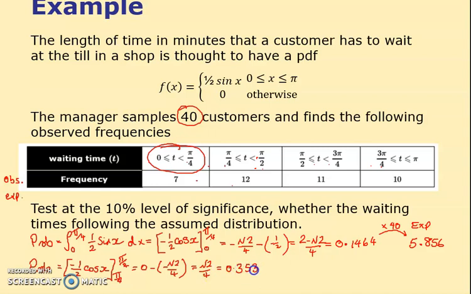And root 2 over 4 I got 0.3536. Now don't forget, it's the same rule. I've got to times that by 40. And when I times that by 40, I got, let's see, 14.142.